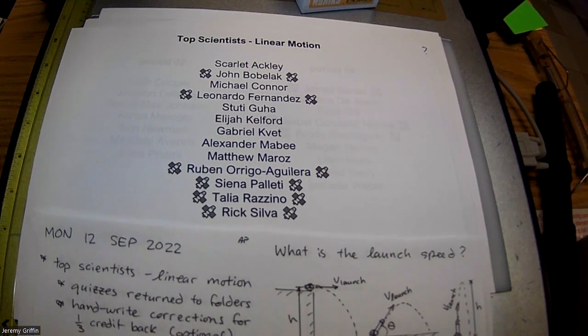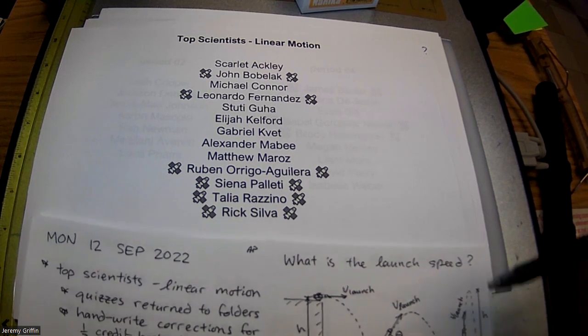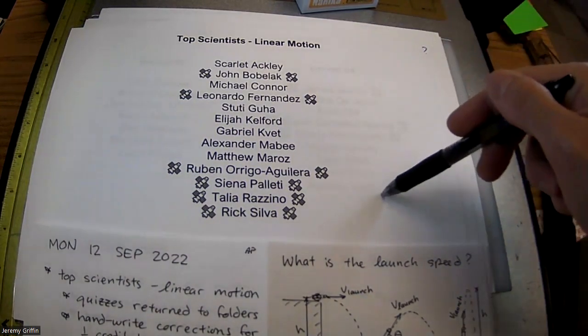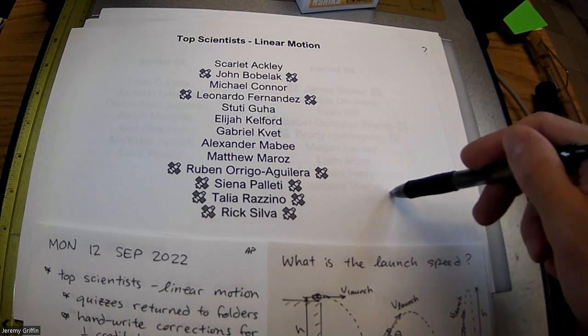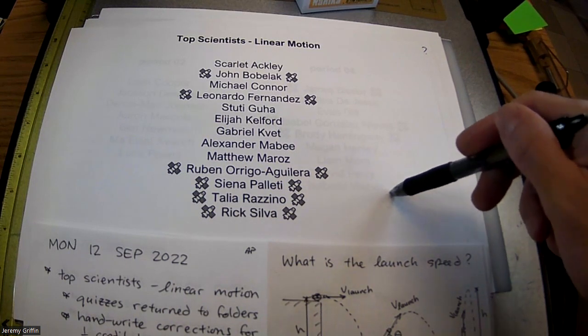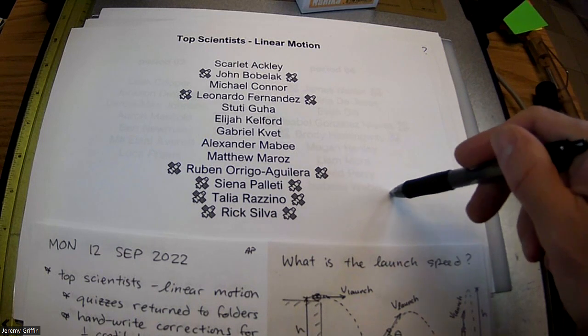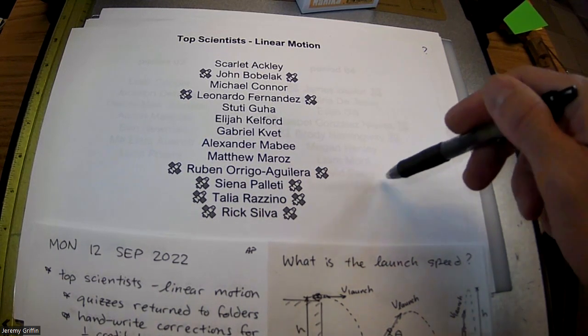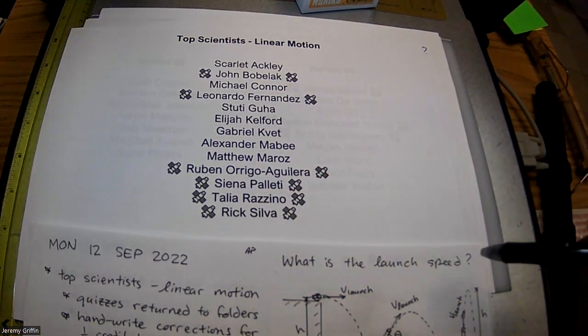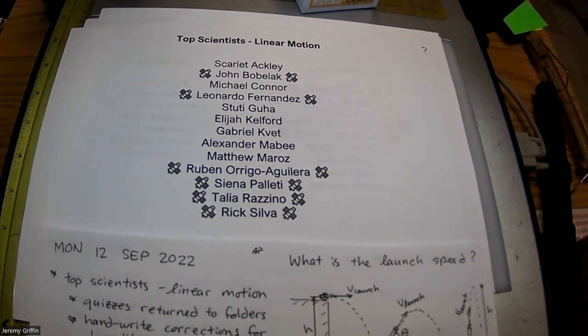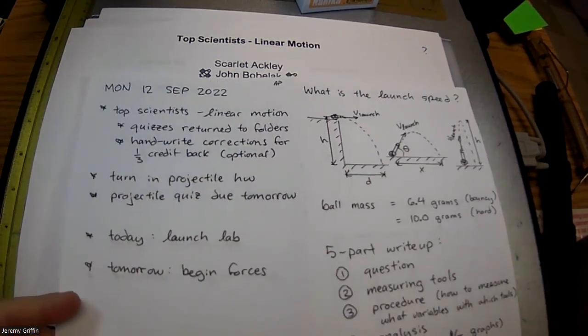Here are the top scientists for linear motion. You heard about this quiz last week. I do have the quiz back in your folder, so when we get up here in a few minutes, at some point you'll find a good chance to go back to your folders and get your quiz. If your name's up here, you're a top scientist. You're super awesome. Way to go. Let's do this.